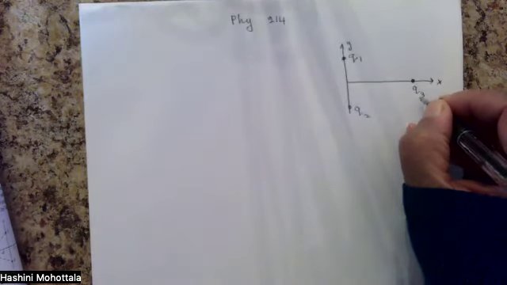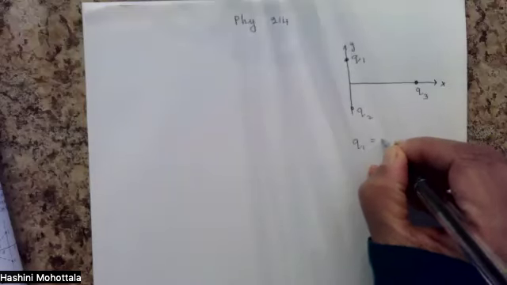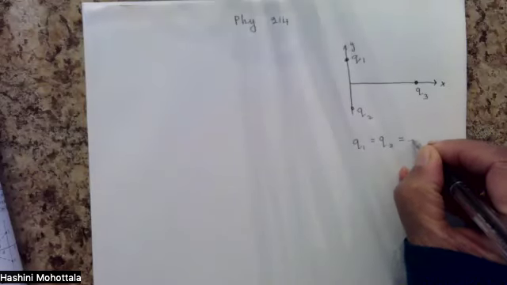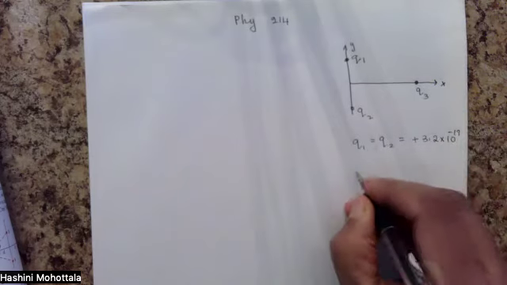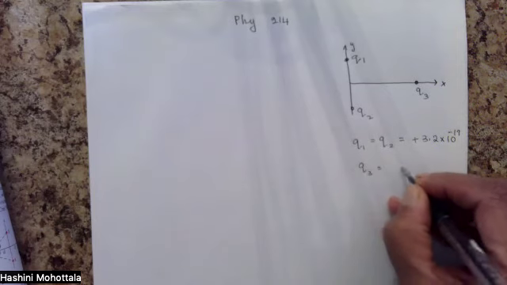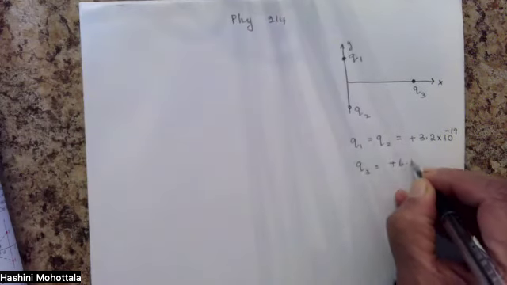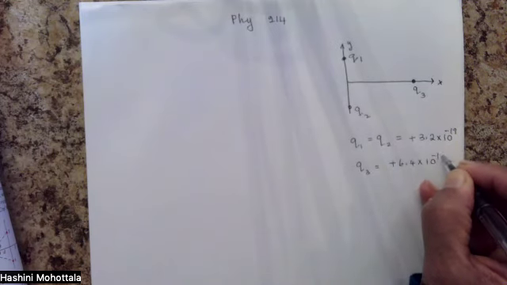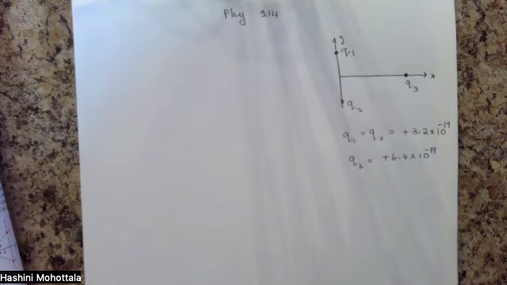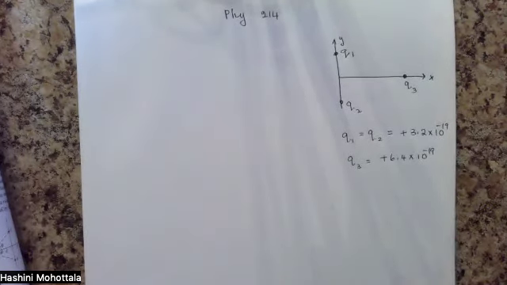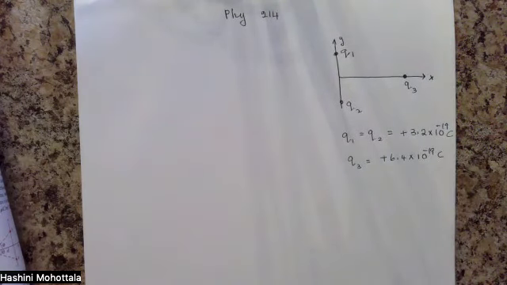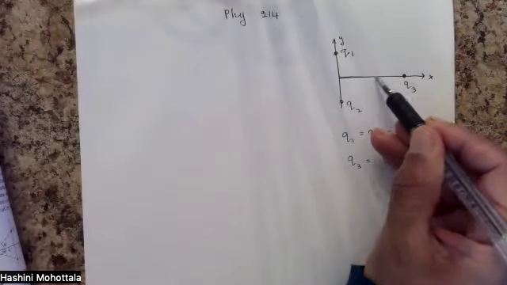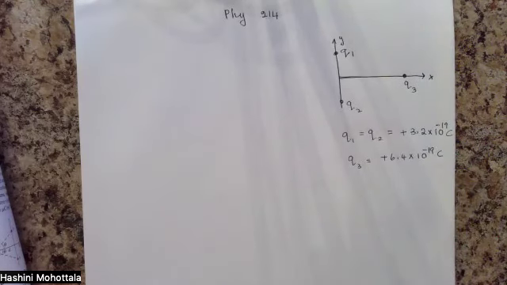And then the charge of Q1, Q2, they are equal, and the value is positive 3.2 times 10 to the negative 19. And the value of Q3 is also positive 6.4 times 10 to the negative 19 Coulomb. Now, as the problem says, the charge Q3 is free to move between 0 and 5.